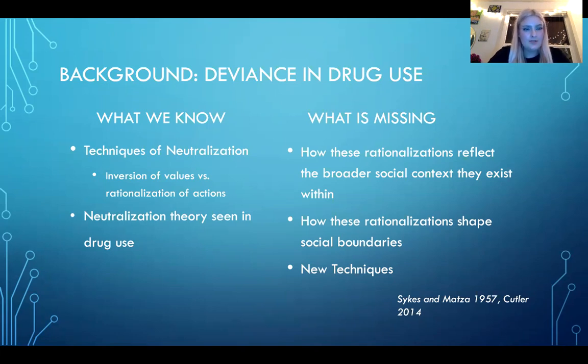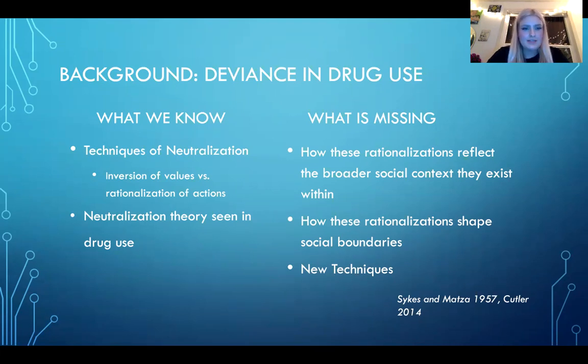When it comes to these techniques and substance use, most work either discusses cannabis or alcohol consumption. However, with the writing on prescription stimulants that is out there, the main observed neutralization technique that comes out of it is the comparison of illicit prescription stimulant use to other recreational drug use.